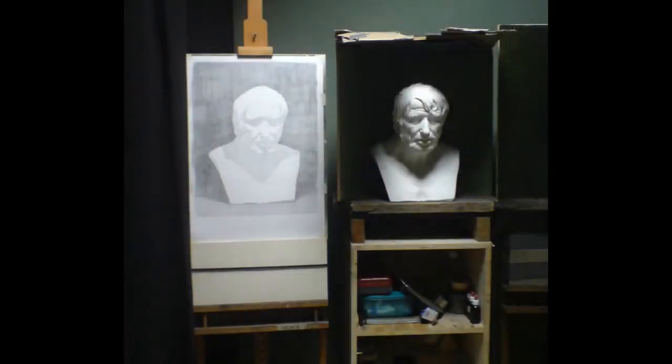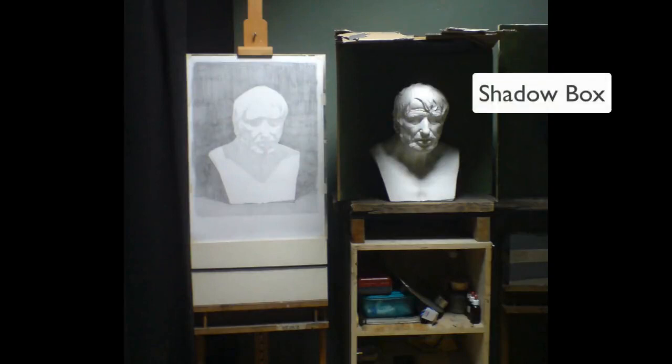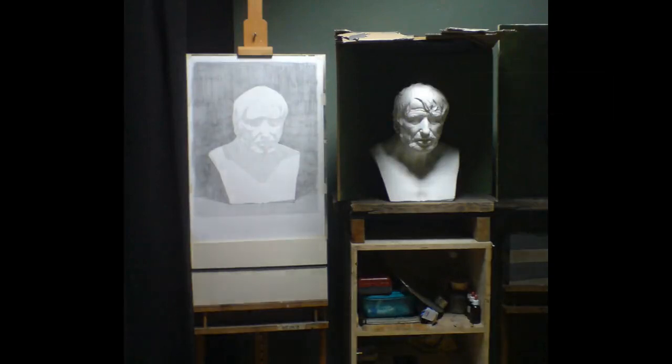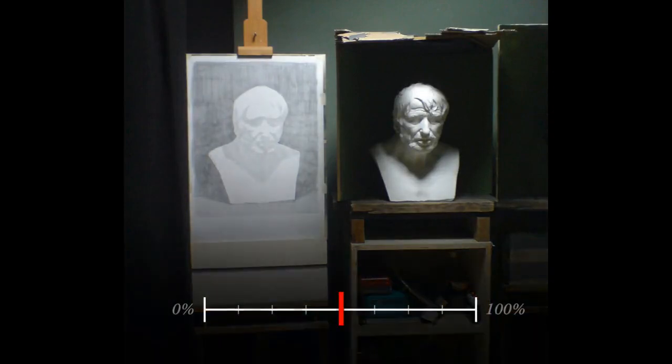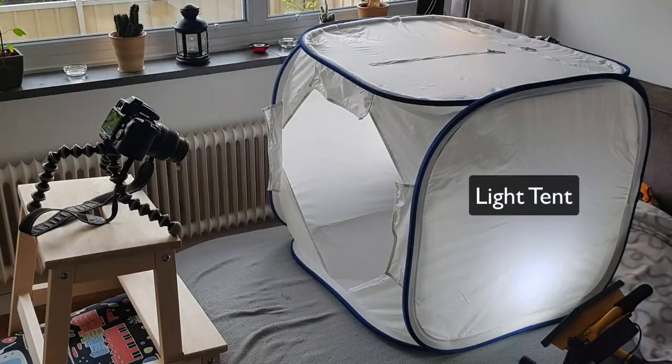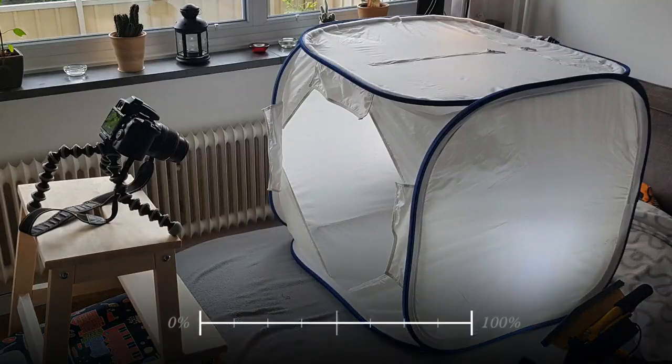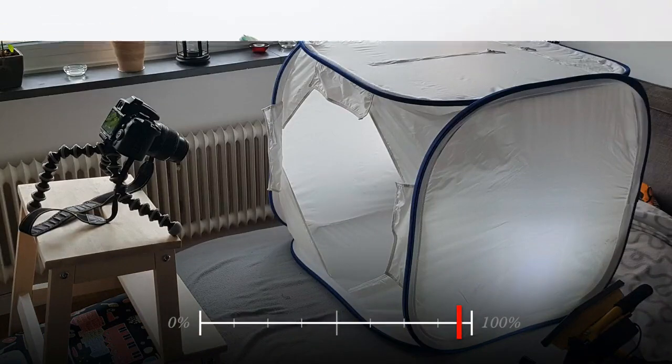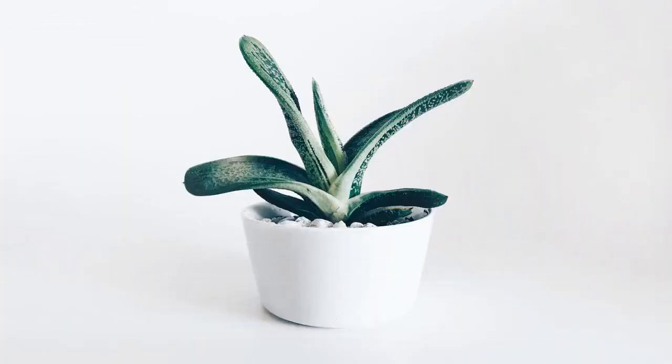A common way to control ambient light is to build a shadow box. It prevents ambient light and other light sources from reaching the subject. So here we have a very low amount of ambient light and clean, dark shadows. The exact opposite is a light tent, which is often used in product photography. This is maximizing the ambient light, and there are basically no shadows left except for cavities and where objects are touching the floor.